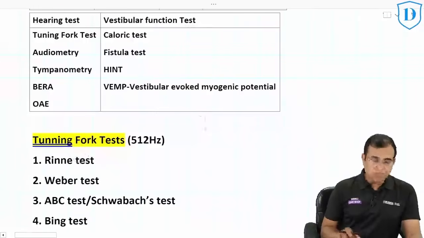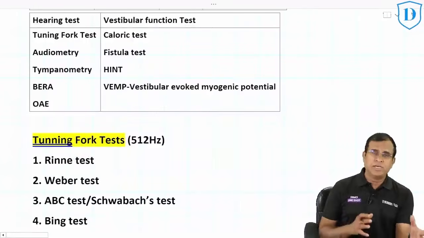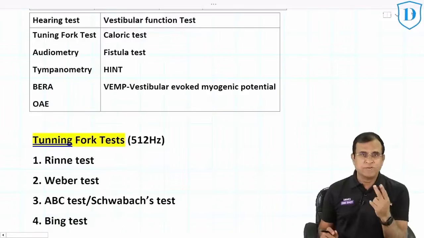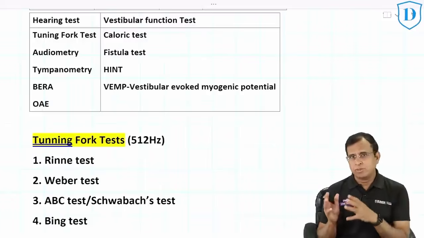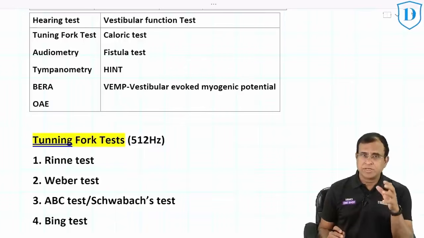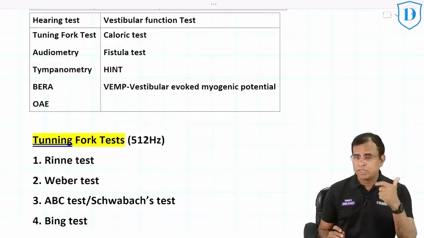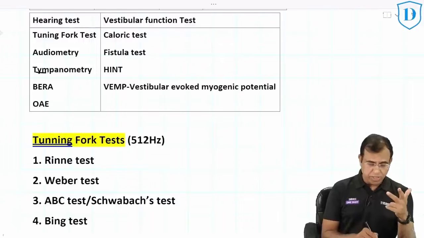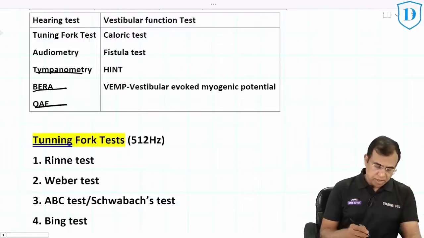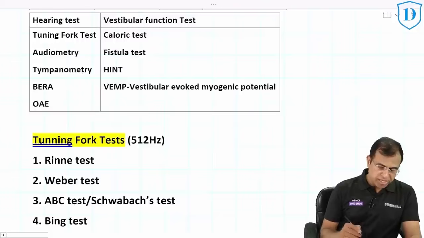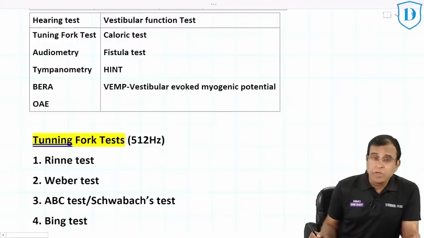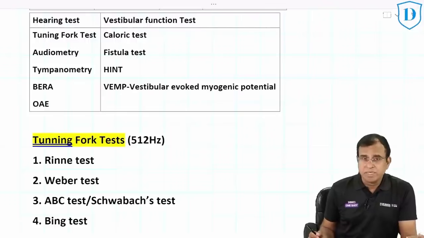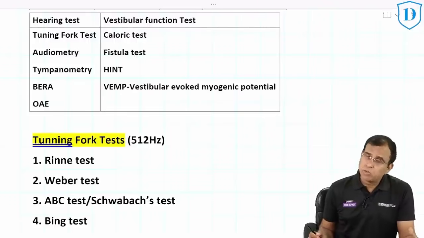Our next topic is investigations that we do for hearing and balancing, because the ear has 2 predominant functions: one is hearing, one is balancing. So we have some investigations for hearing and some for balancing. All the important tests under the heading of hearing, whether tuning fork test, audiometry, tympanometry, BERA, otoacoustic emission, are all very, very important. Under the heading of vestibular function test, you can see many names. Some of these might be new names for you, but you have to remember the names. That's the only important thing in the vestibular function test, the names.